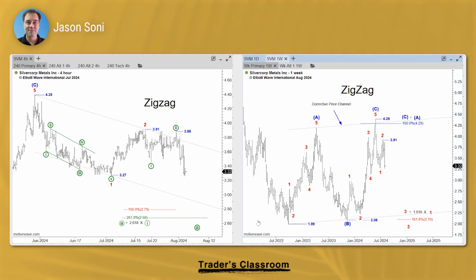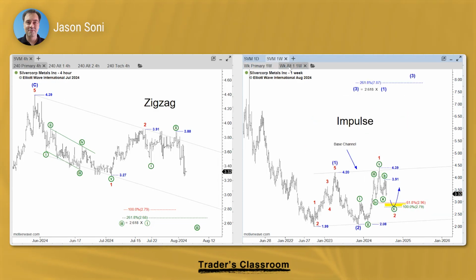So pretty simple setup, three-wave advance. That's met rejection at the upper boundary of the corrective price channel, and we've also seen a rejection at the equality projection between waves C and A. So this would be considered a decent looking zigzag. It's also been contained by parallel lines. So you've got a few things suggesting that this price action, i.e. this up, down, up sequence, is potentially a completed zigzag and would argue for a move lower. So that is actually a bearish setup.